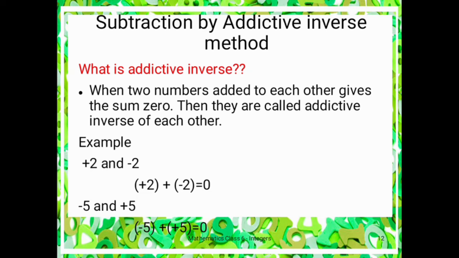Additive inverse means when two numbers added to each other give the sum 0, then they are called additive inverse of each other. Here look, plus 2 and minus 2. For adding plus 2 and minus 2, we are getting 0. Similarly, if it is minus 5 and plus 5, still we are getting the answer 0. Then we can say that minus 2 is the additive inverse of plus 2 and plus 5 is the additive inverse of minus 5.